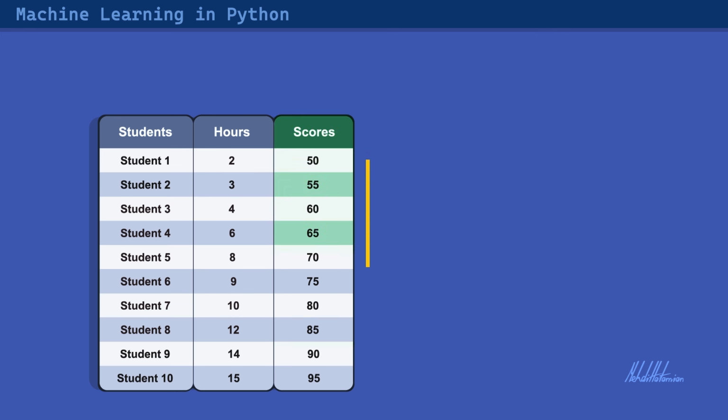Here, the study hours is the independent variable. This is what we use to make predictions. The score is the dependent variable because it depends on how much the student studied. In machine learning, our goal is to find a relationship between these variables so we can predict future scores based on the study hours.